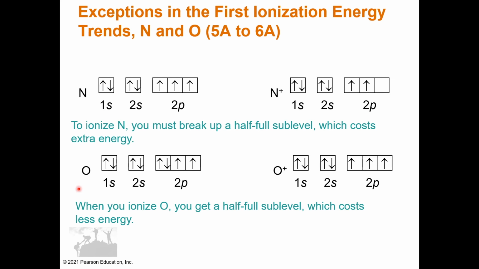Now, when we take a look at oxygen, it's going to be very easy to remove this one electron, the arrow that's pointed down, because look at the result. We would get a half-filled subshell, which again is stable, and we saw that with nitrogen.